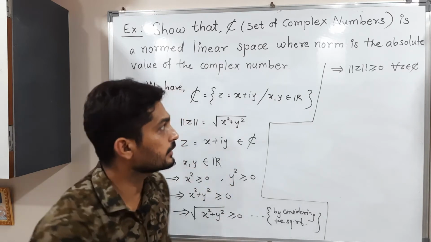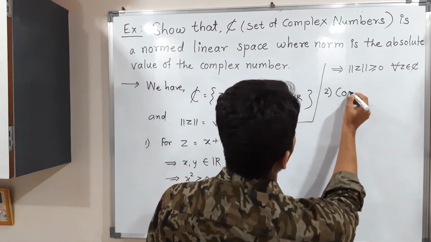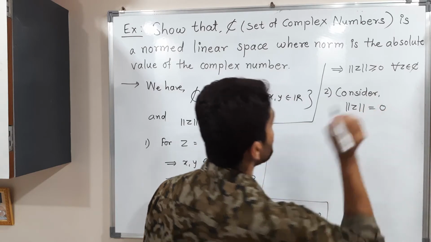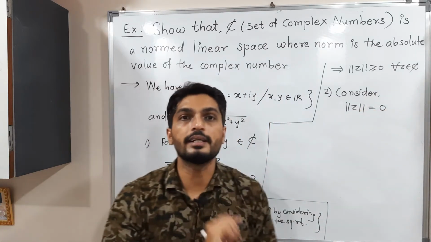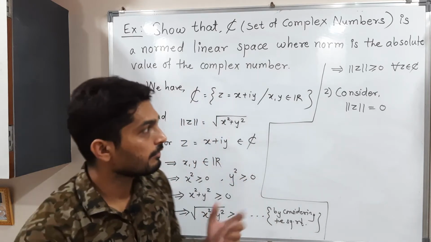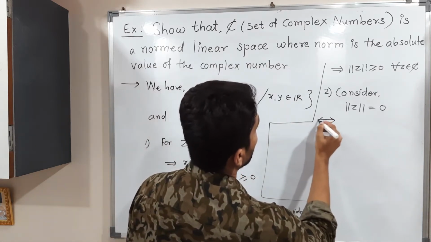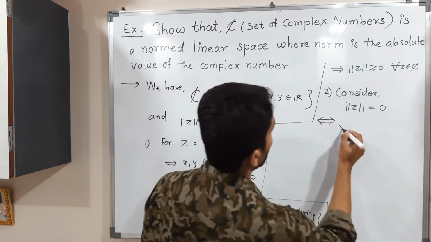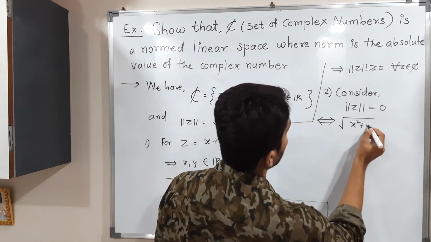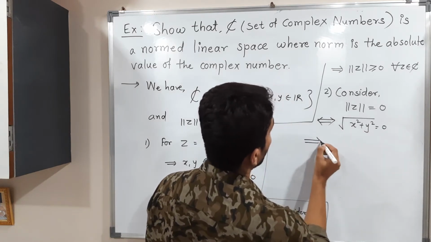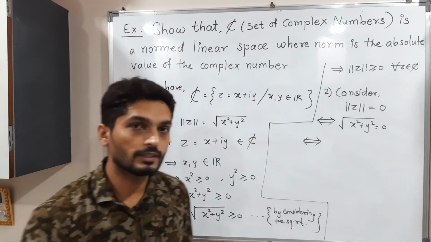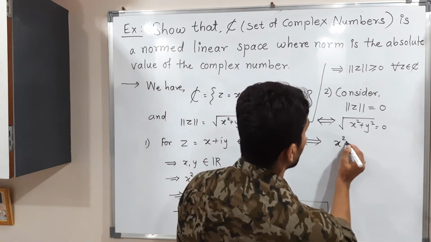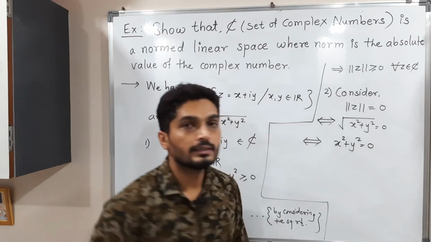What is the second condition? In the second condition, we consider norm z is equal to 0, and our target is to prove that z is equal to 0. So let us start. If and only if, let us simply apply the definition of norm z, that means I can write the square root of x square plus y square is equal to 0. After that, you can also tell me what we have to do. Obviously, we have to take the square of both sides. So if I take the square of both sides, we will have x square plus y square is equal to 0, right?